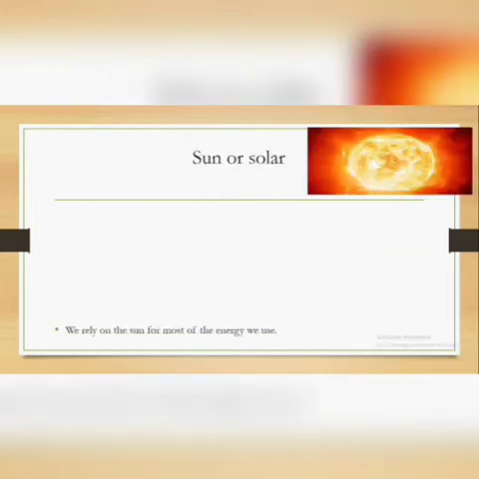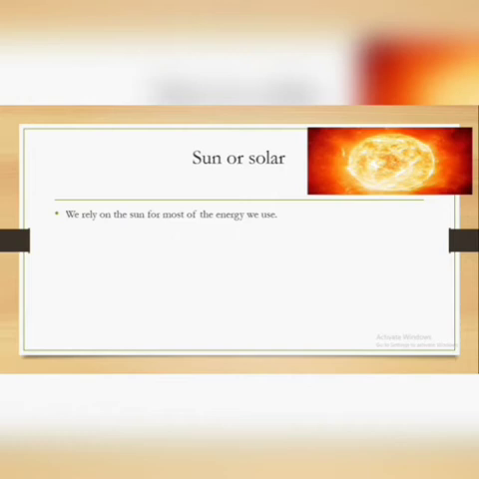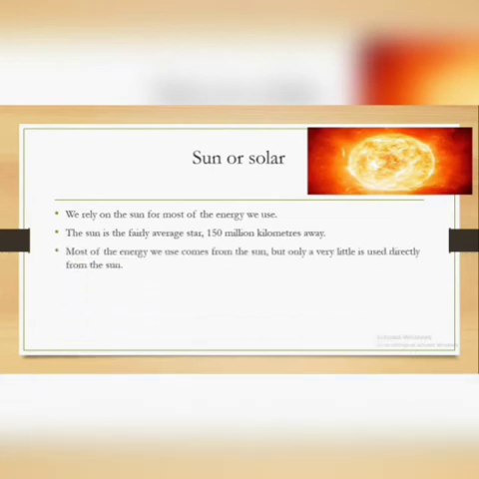Sun or solar. We rely on the sun for most of the energy we use. We use the sun to dry clothes, we use it to boil water, and so on. The sun is a fairly average star, which is about 150 million kilometers away, and we can feel the effect of the sun here on Earth. Even other planets feel the effect, and most of the energy we use comes from the sun, but only a very little is used directly from the sun.